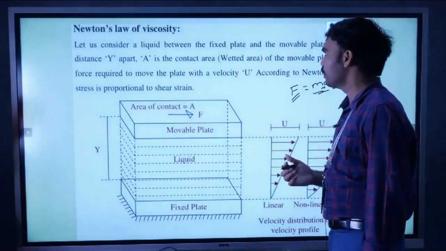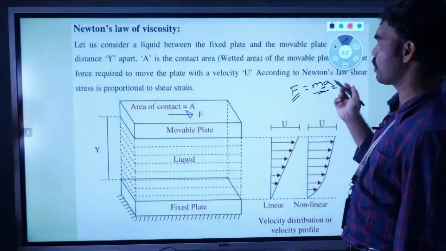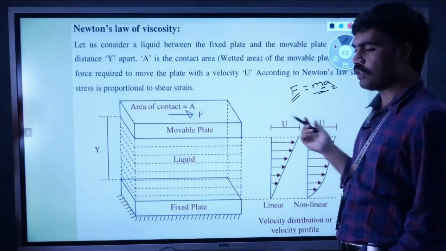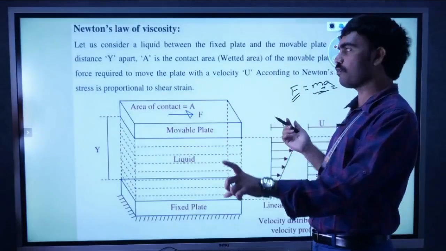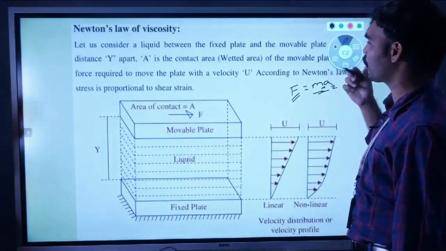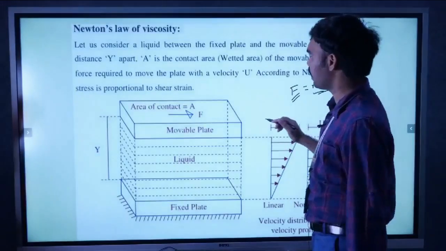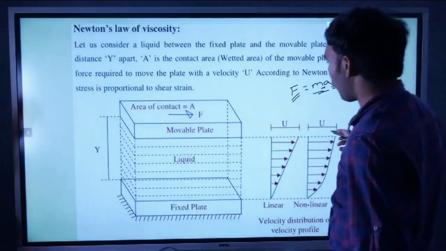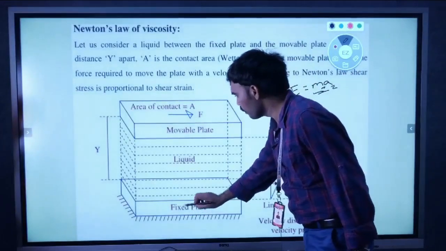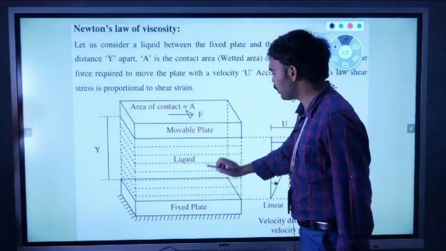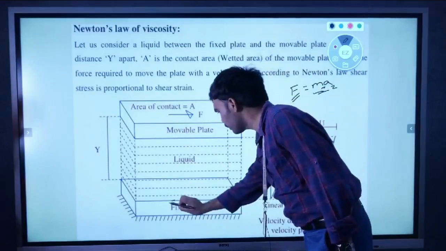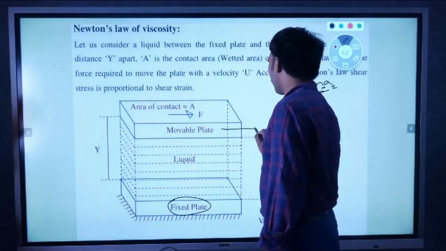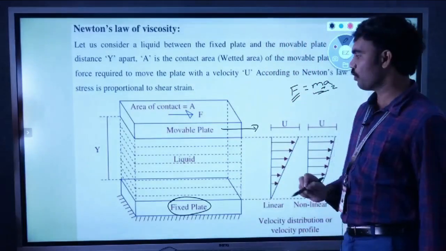The Newton's law of viscosity: the fluids which obey Newton's law of viscosity, you can call Newtonian fluids, which we will discuss in detail later. First, to derive Newton's law of viscosity, I have considered fluid flowing between two plates. One is a fixed plate at the bottom, and another is a movable plate.